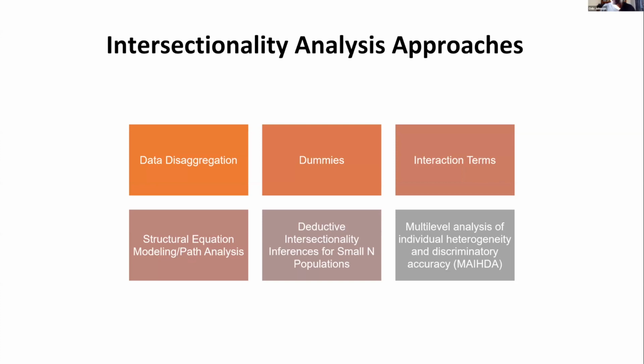Relatively new. It was first published in 2017, 2018. So people are now using meta as a way to get at intersectionality. I'm only going to go over probably the data disaggregation.